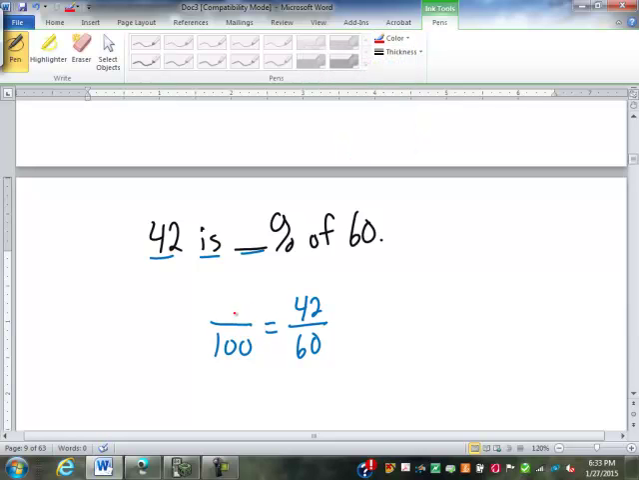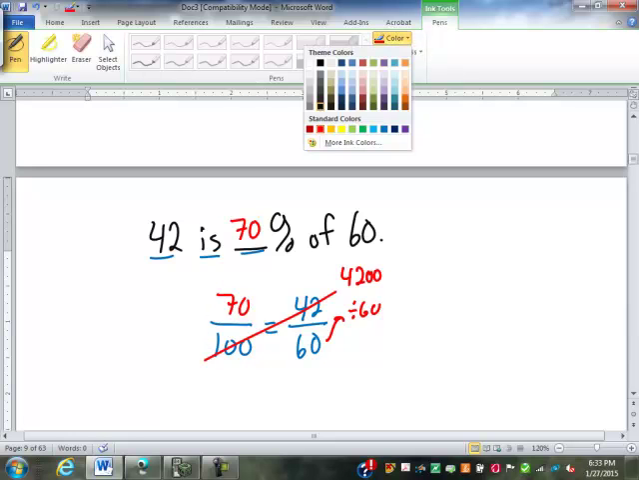So you can see we're missing a different number in the proportion, but it's still going to be cross multiply and divide. 100 times 42 is 4,200. Divided by 60 is 70. 42 is 70% of 60.